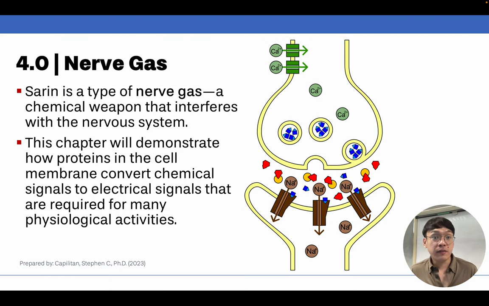Let's talk about nerve gas. Sarin is a type of nerve gas, a chemical weapon that interferes with the nervous system. In this particular chapter, we will demonstrate how proteins in the cell membrane convert chemical signals to electrical signals that are required for many physiological activities.